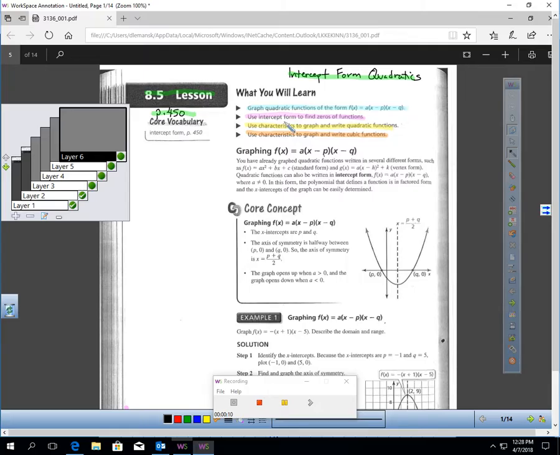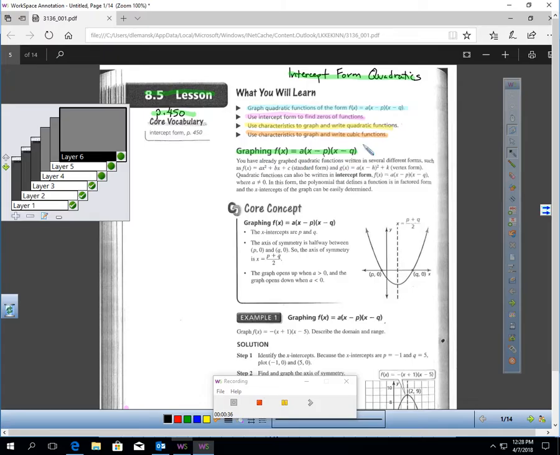You will learn the relationship between intercept form quadratics and zeros of functions. You will learn how to use the characteristics of an intercept form quadratic to write a quadratic equation. And you will learn how to use the characteristics of an intercept form quadratic to write a cubic function. First of all, we've got to figure out what an intercept form quadratic is.